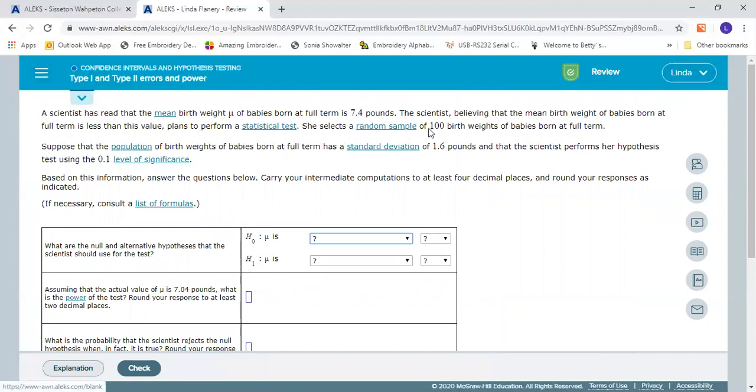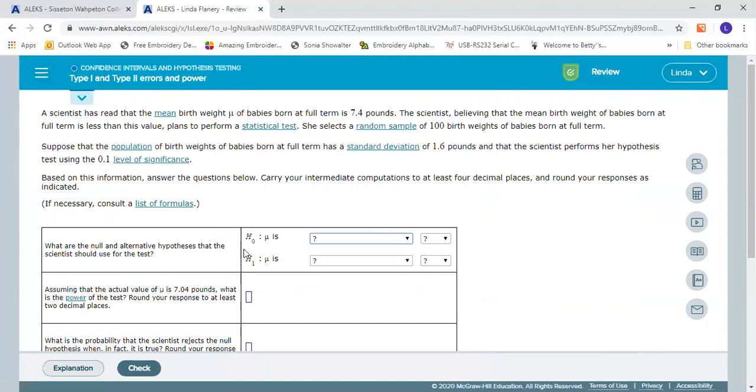She selects a random sample of 100 birth weights of babies born at full term. Suppose that the population of birth weights of babies born at full term has a standard deviation of 1.6 pounds, and the scientist performs her hypothesis test using the 0.1 level of significance. Based on this information, we're going to answer the questions below.